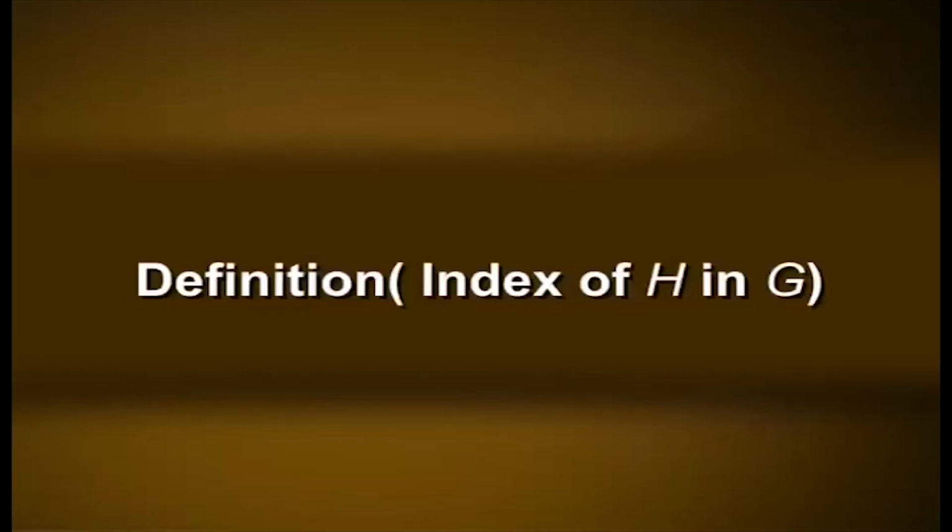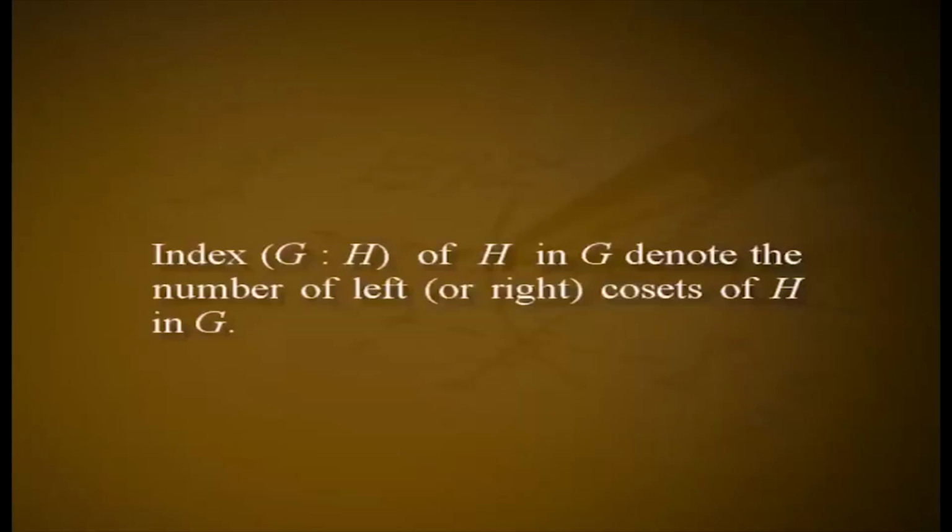Definition. Index of H in G. Let H be a subgroup of a group G. The number of left cosets of H in G is the index of H in G and is denoted as follows. The index of H in G just defined may be finite or infinite. If G is finite, then obviously the index of H in G is finite and index of H in G equals order of G by order of H, since every coset of H contains order of H elements. Index of H in G denotes the number of left or right cosets of H in G.